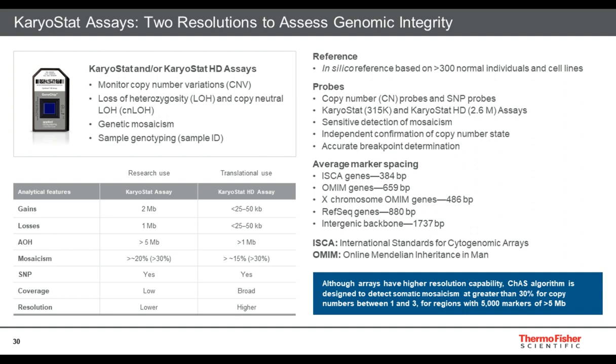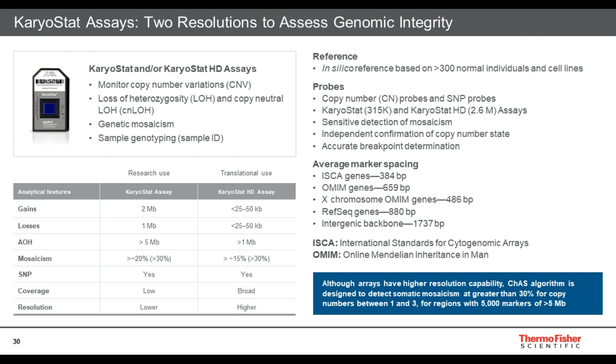So we have two ways to help you with this. We have the KaryoStat and the KaryoStat HD assays. This is a test that is based on a large number of probes. We have an in silico reference based on 300 normal individuals and cell lines, and then we've designed a number of probes for these assays. The KaryoStat has around 315,000 probes, while the KaryoStat HD has 2.6 million probes in their assay. This is sensitive for detection of mosaicism, and it's independent of confirmation of copy state number, which helps you to get an accurate breakpoint determination.